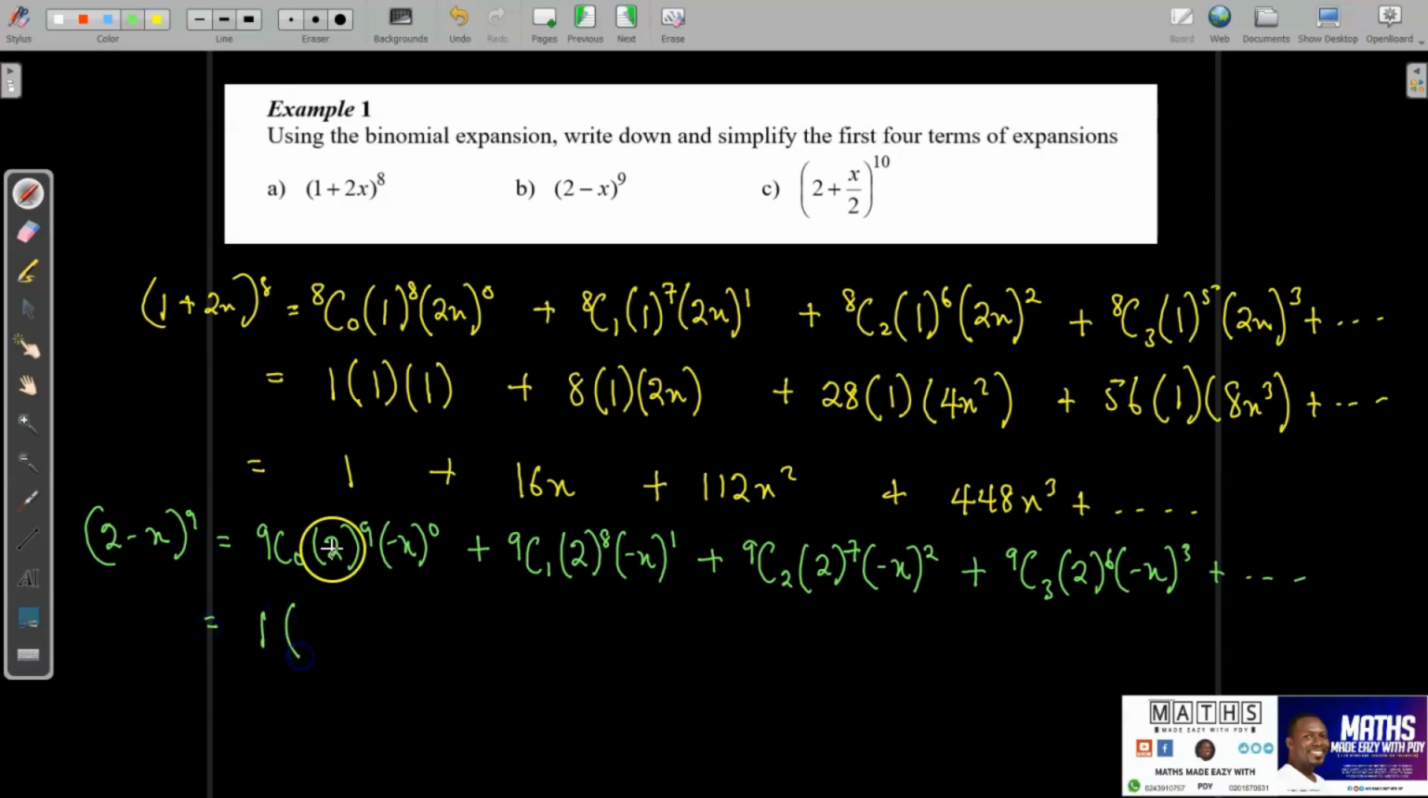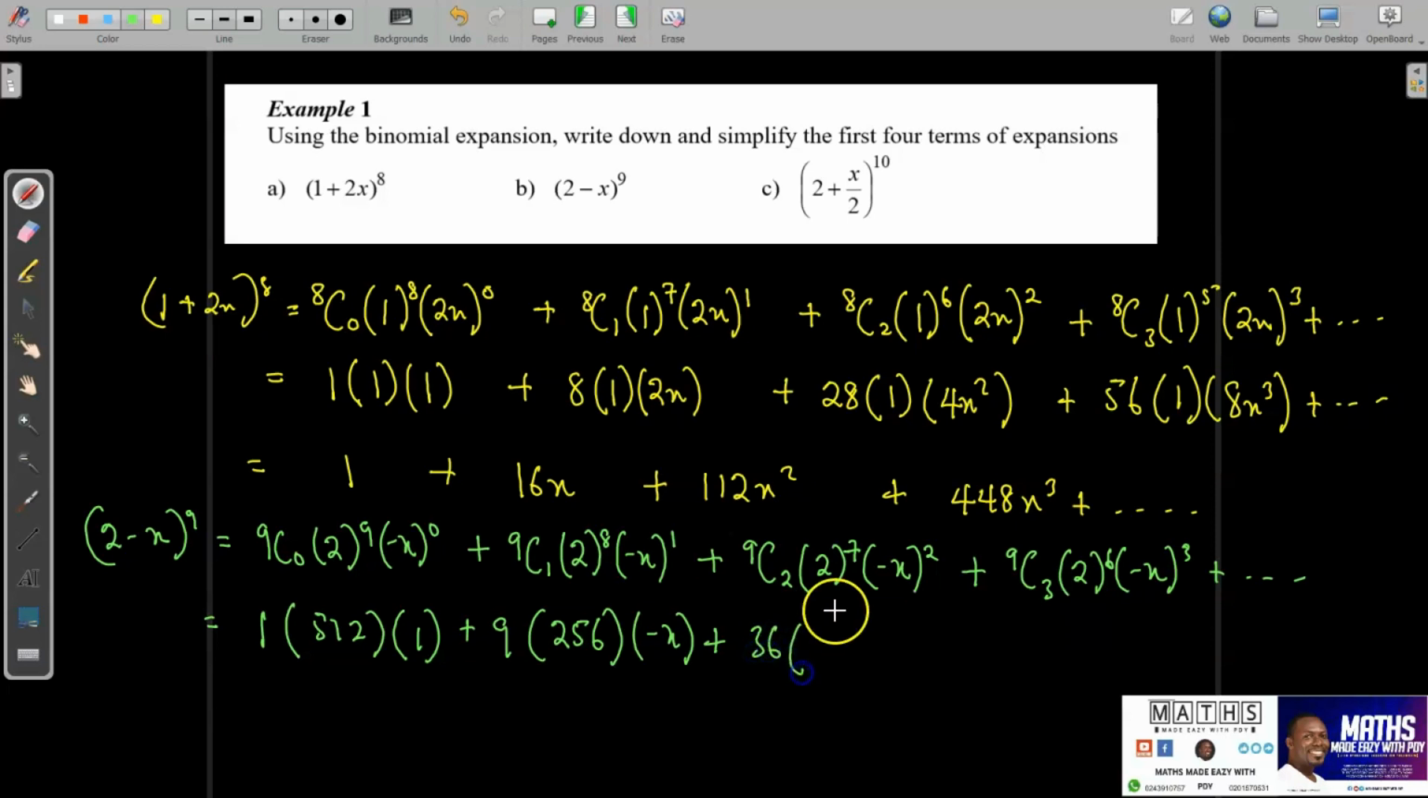Okay, 9 combination 0 is 1, 2 to the power 9. What answer do we have? 512. Minus x to the power 0. The answer is 1. 9 combination 1 is the same as 9. 2 to the power 8. What answer do we have? 256. Now, minus x all raised to the power 1 is the same as? Minus x. 9 combination 2, what answer do we have? 36. 2 to the power 7 is what? 128. Minus x all to the power 2. What answer do we have? X squared. Good.